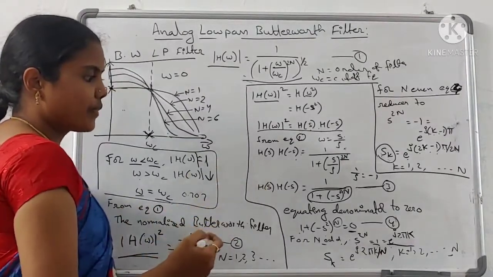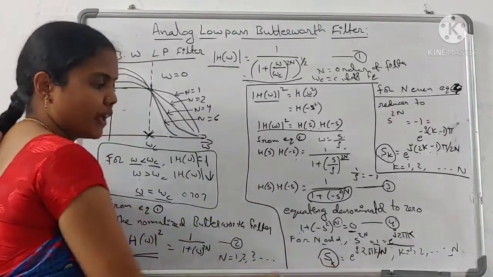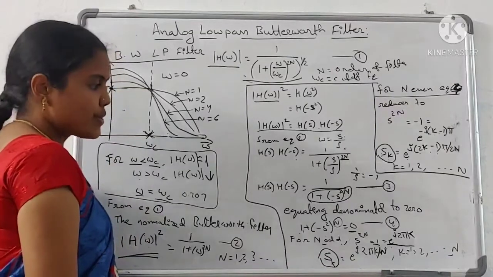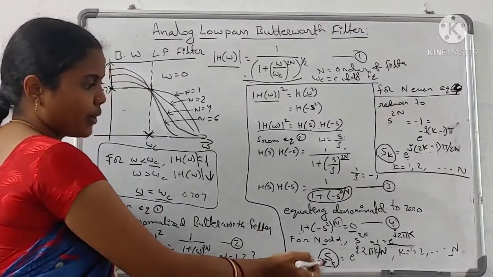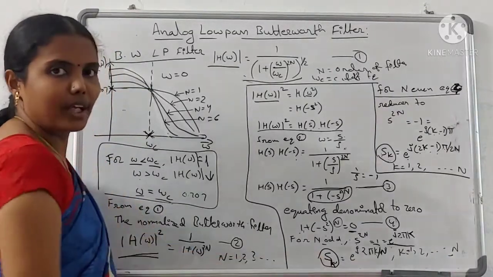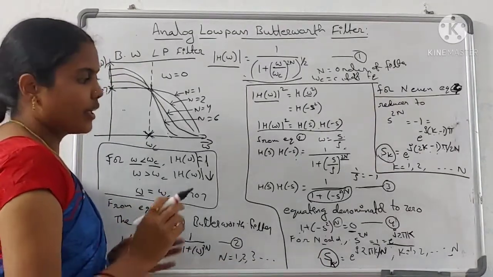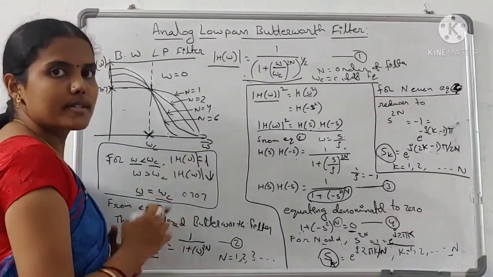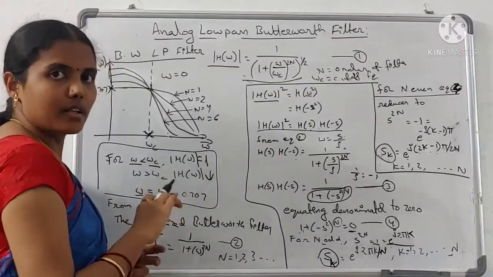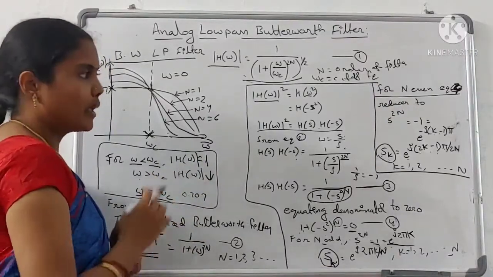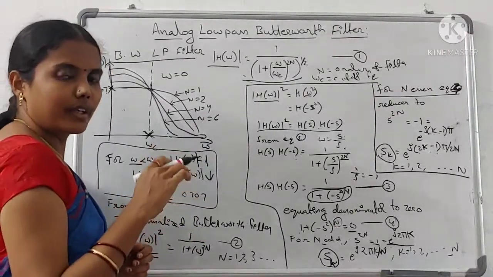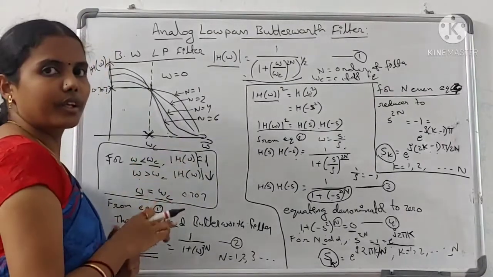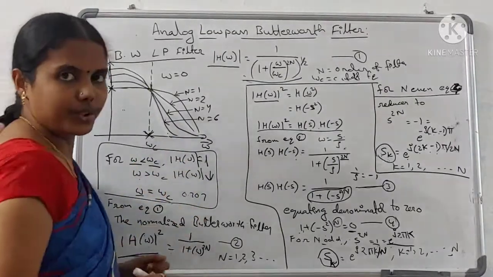Okay, now we have to find out the values for different values of k. Take the odd equation and substitute different values in place of k. So you get some poles on a circle. For the Butterworth filter, the poles lie on a circle. Let us see how to find them.